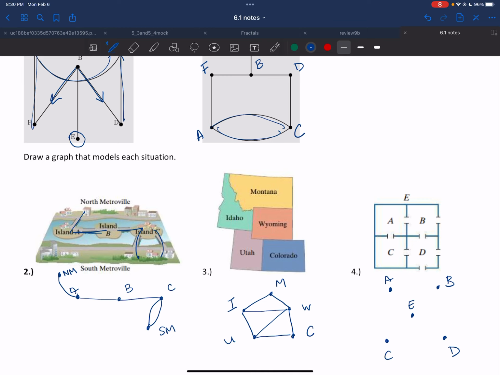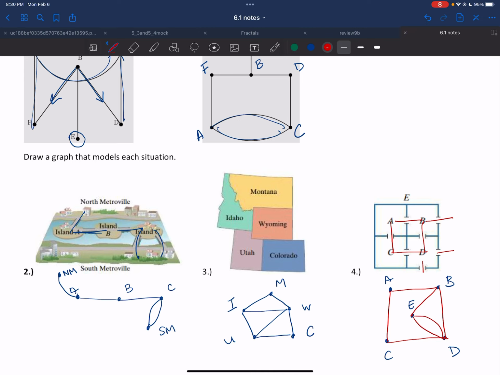So A is connected to B. I'm going to put these in red. A is connected to B. So A to B. A is also connected to C. C is connected to D. And D has two ways to connect to E. So we have a loop there. And then D is connected to B. And then B has a connection to E. So that would be our graph of that.